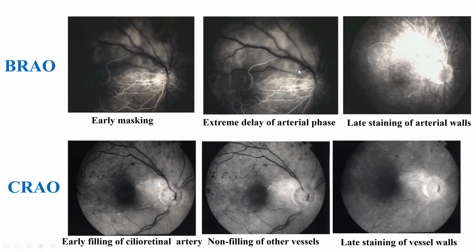So the occluded artery will not fill. There will be early masking of the fluorescence by the surrounding retinal edema. There could be late staining of the arterial wall, and in central retinal vein occlusion as well.